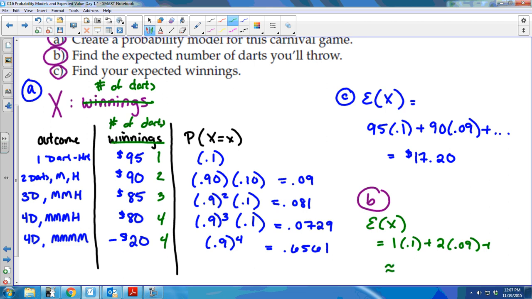And so you'll throw approximately 3.43 or 3 darts. You can round it to 4, whichever one you want to do. It's statistics. It would also be correct to put 4.